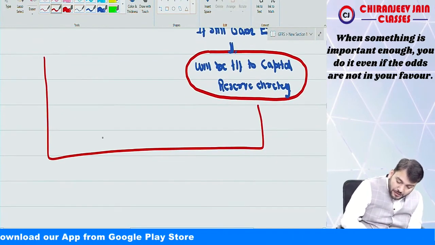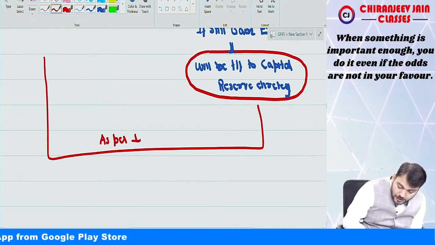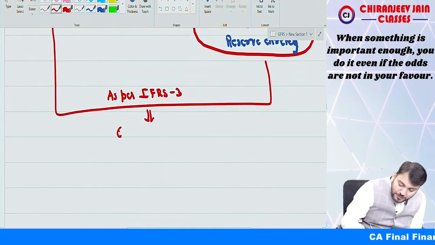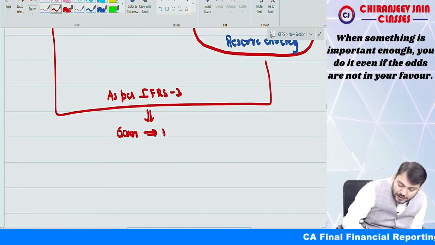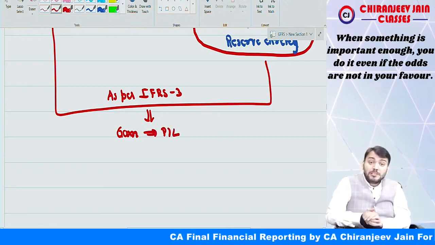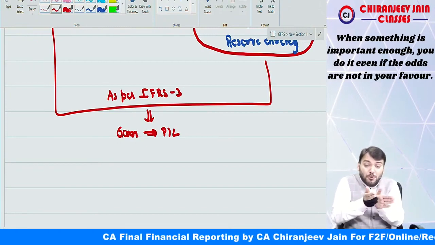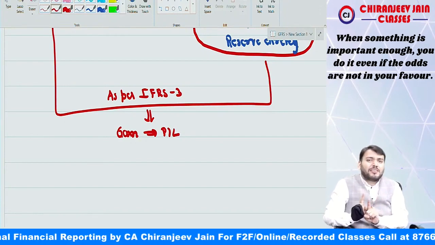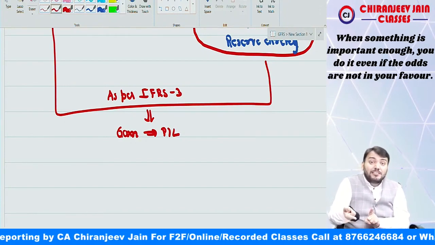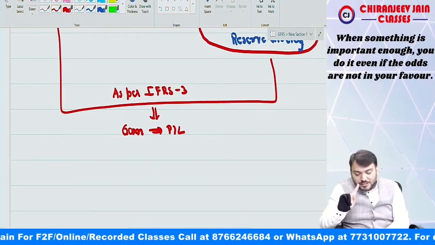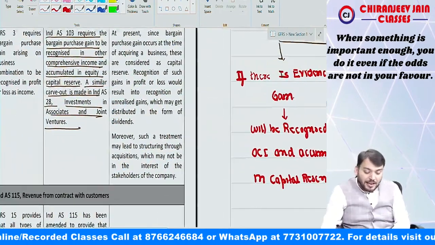But as per IFRS 3, in any situation, whether this situation or that situation, what they said, gain will be transferred to PL. Means can I say they are becoming more regular? Means they are transferring a gain which is unrealized right now to profit and loss. So what Ind AS 103 says, this is not correct. You are transferring a gain which is right now unrealized to the profit and loss account, which will be available for dividend to the shareholders. But this is not correct. Therefore, gains are to be transferred to OCI and accumulated in capital reserve.